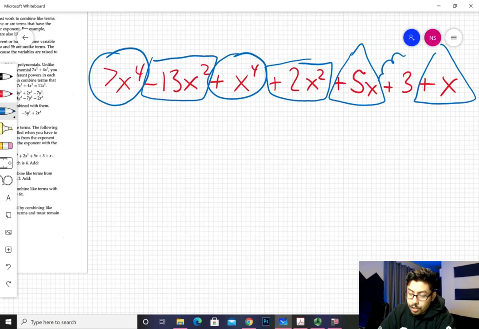And we have a little loner there. Not a big deal. Those ones just drop down to your final answer. So, what do we do? We just start combining like terms. I see 2 circles here. I'm going to combine them. How do we combine them?